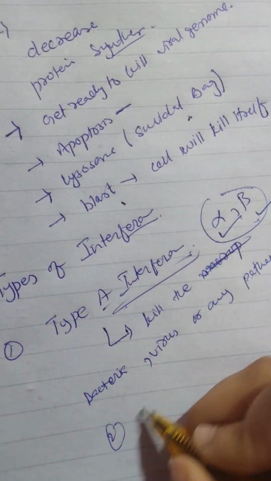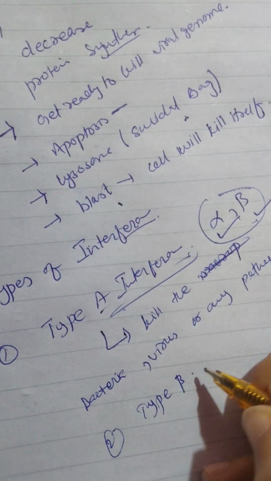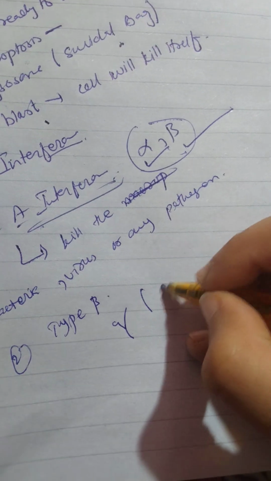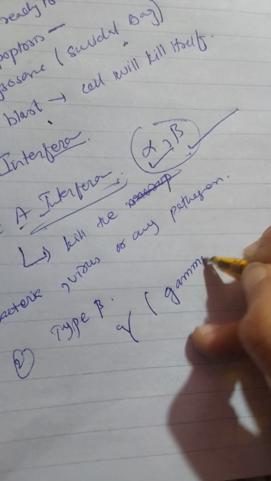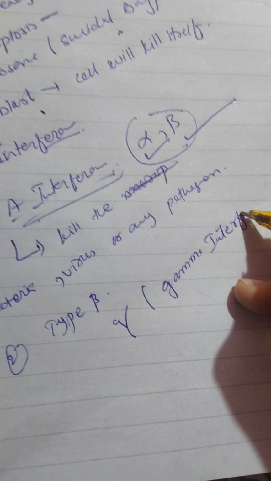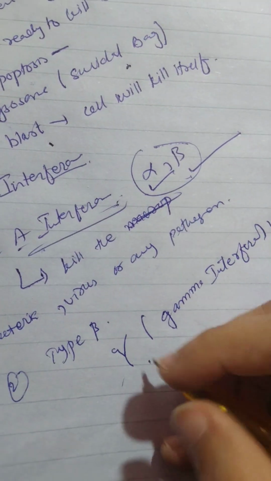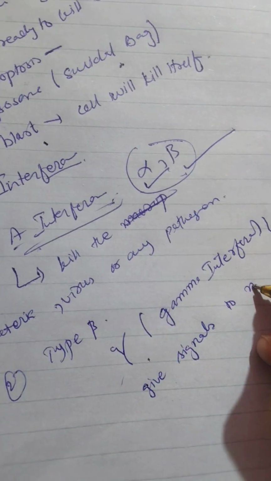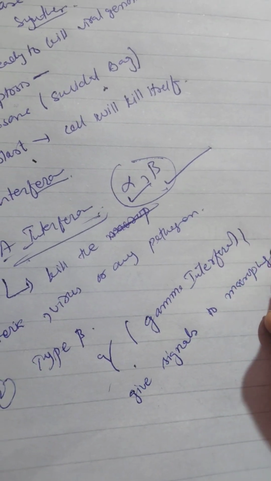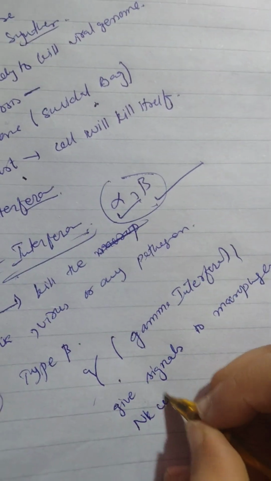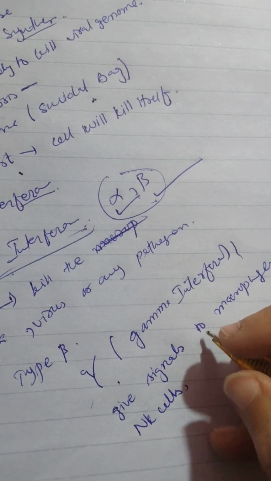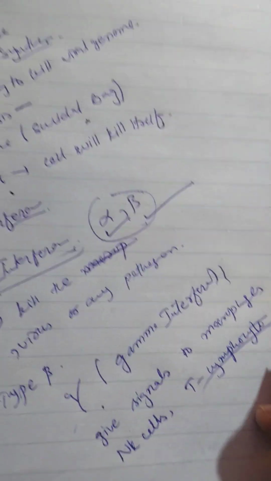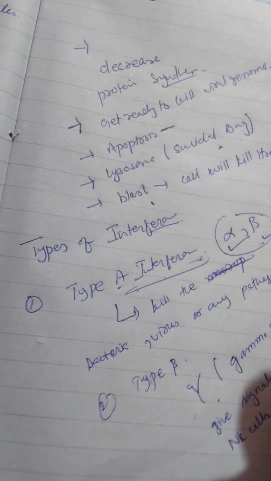Now the second is type B, in which we have basically gamma interferons. Basically these gamma interferons give signals to macrophages, NK cells and other cells like T lymphocytes and all this.